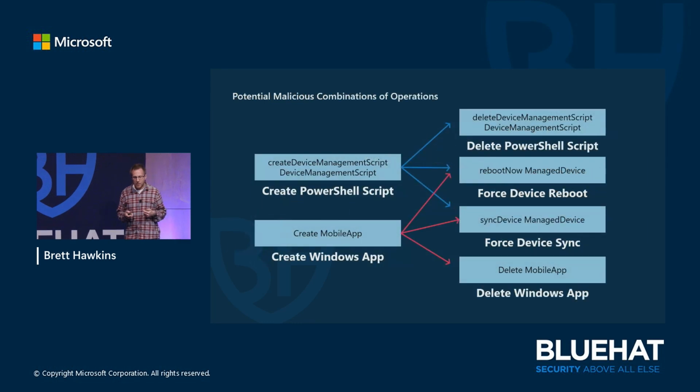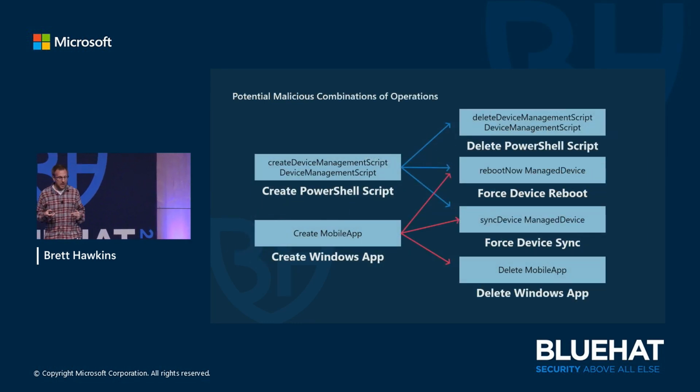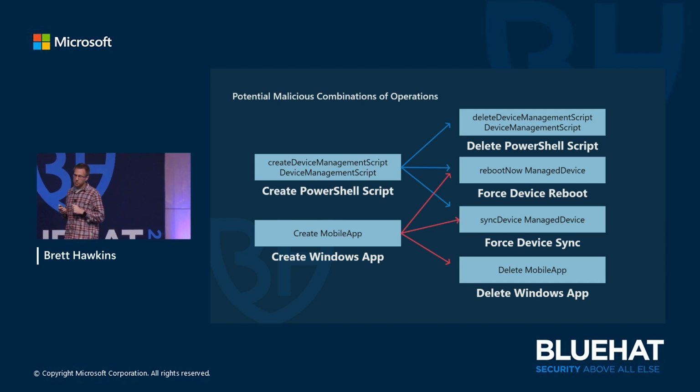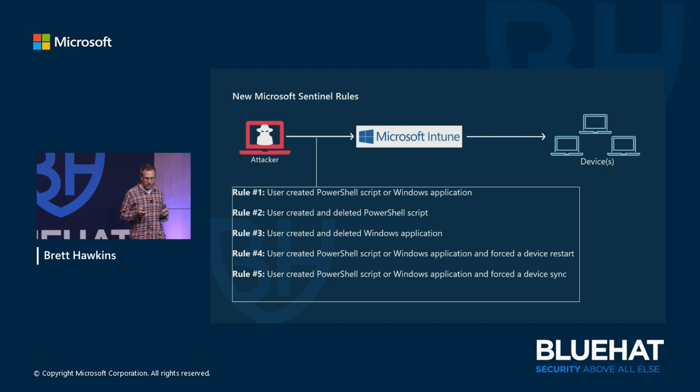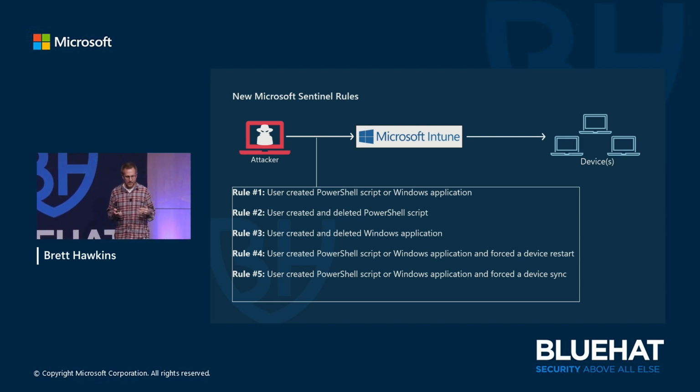And then from there, I was like, okay, what are some potential malicious combinations of these operations? Things like creating a Windows app and then deleting it, because an attacker's trying to cover their tracks after they just deployed it. Or what you just saw there, creating a Windows app, forcing a device reboot. So I started building these potential malicious combinations of these operations. And then from there, I created 5 new Microsoft Sentinel rules that I published last month, specifically for these types of abuse cases. So things like a user creating and deleting a Windows app.